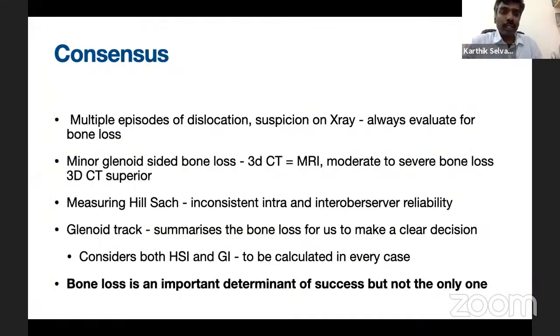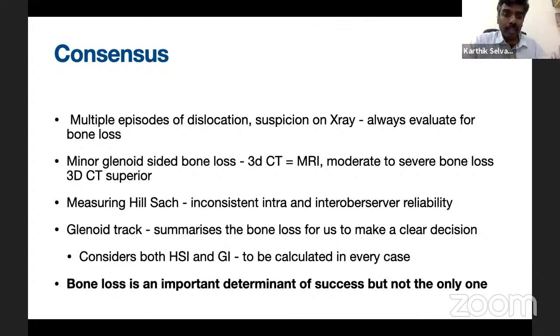So I would just quickly conclude saying the consensus is that if you suspect bone loss, if there are multiple episodes of dislocation, on the X-ray there is loss of anterior cortex, you always evaluate for bone loss. When you evaluate for bone loss, if you're looking at a moderate size bone loss, definitely don't shun away from getting a 3D CT. Measuring Hill-Sachs, even on the 3D CT, there is a lot of inconsistency. It has to be very well defined. Even the most senior authors have said that we have to define the measurement better so that we can compare two groups, compare two studies.